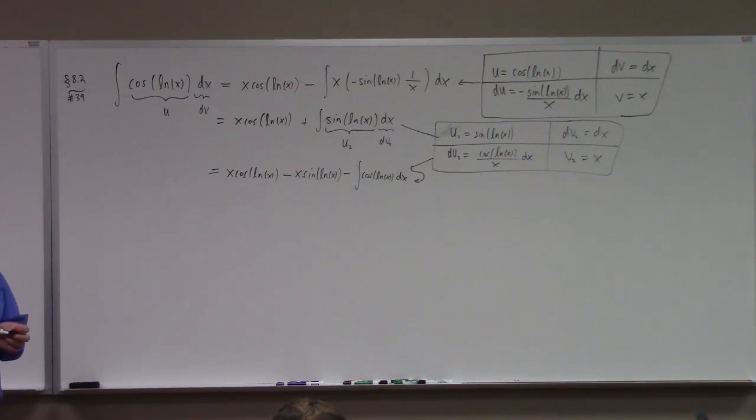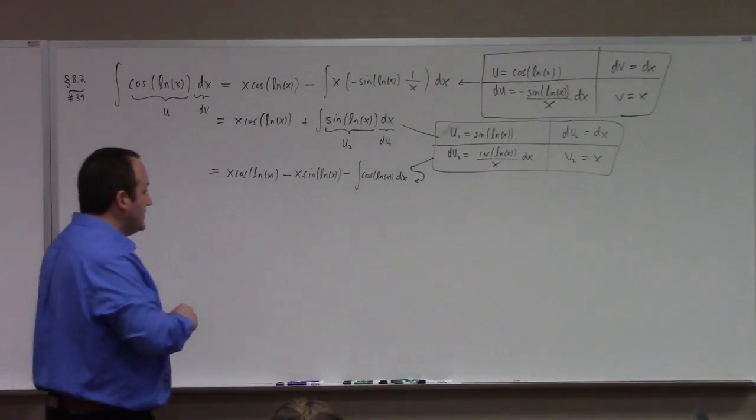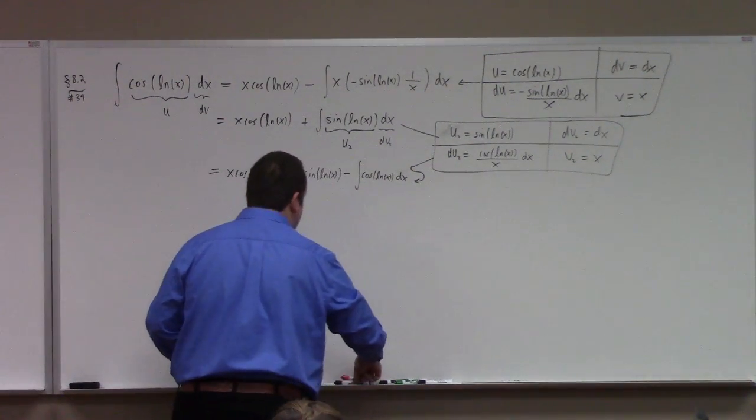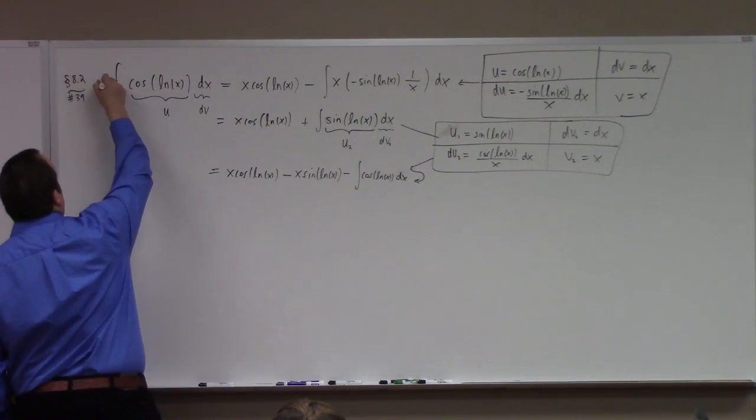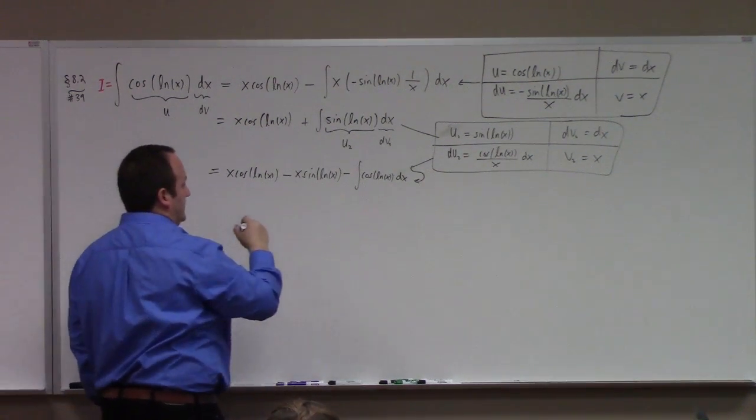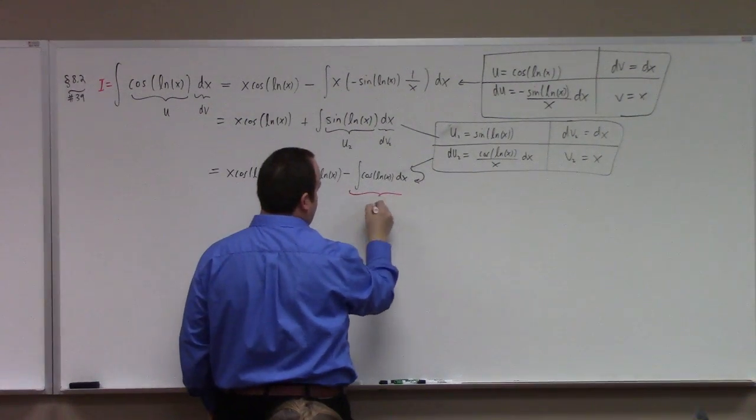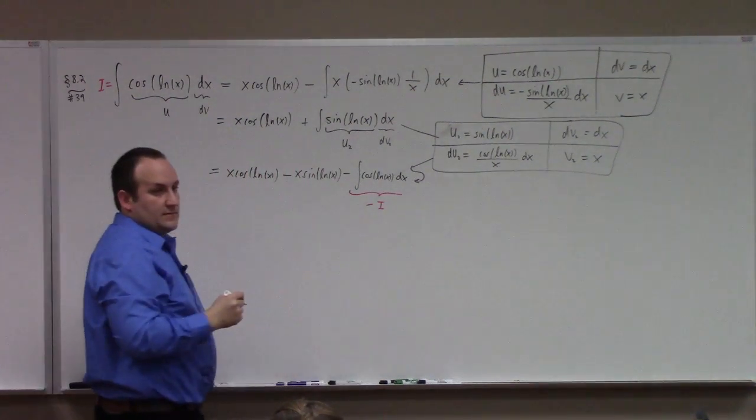Without getting lost in the details here, just to summarize what we did. Integration by parts twice, right? First with u equals cosine of ln of x, second with u equals sine of ln of x. Now in doing such, we just draw your attention to what this gives us. If this thing is the integral we're after, call it I, down here we have minus I, right? So just solve for I.